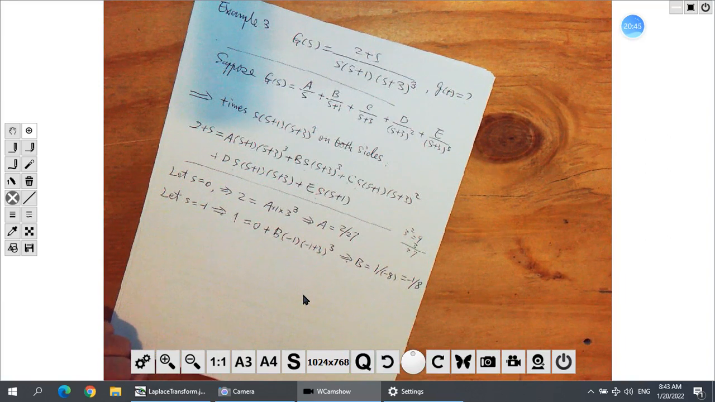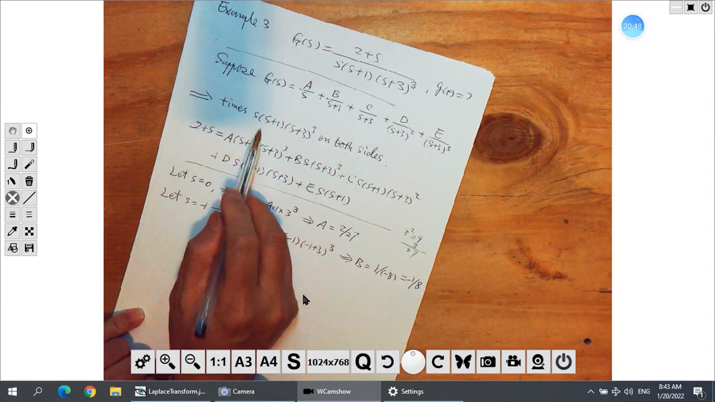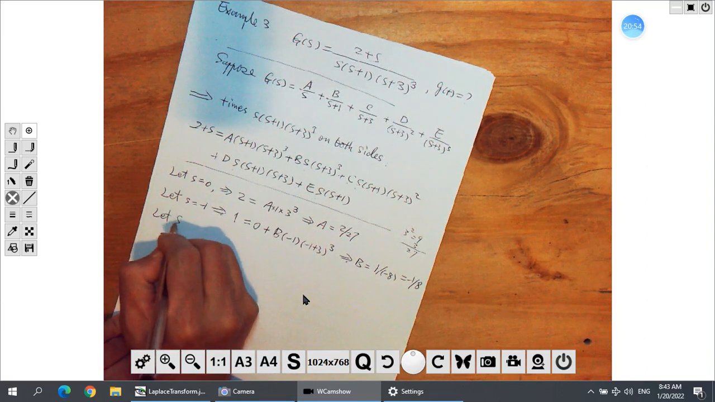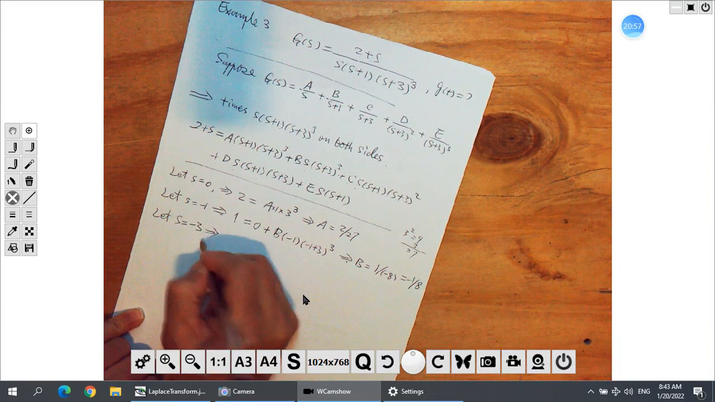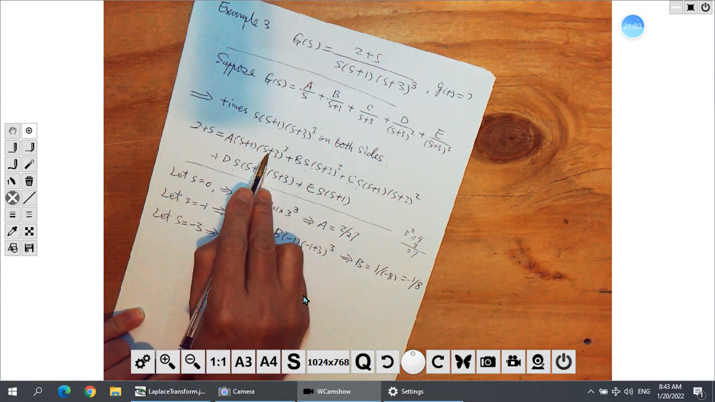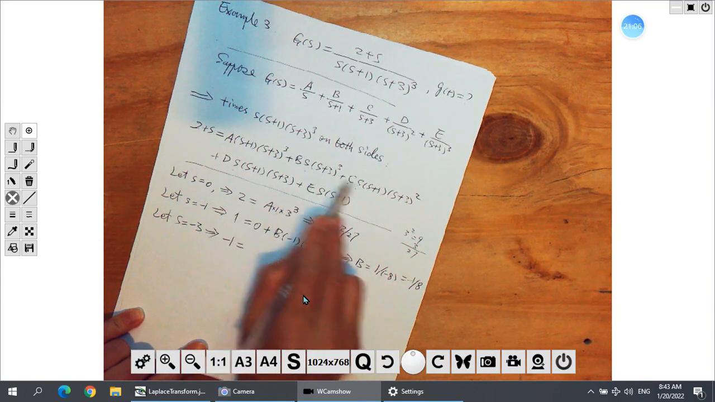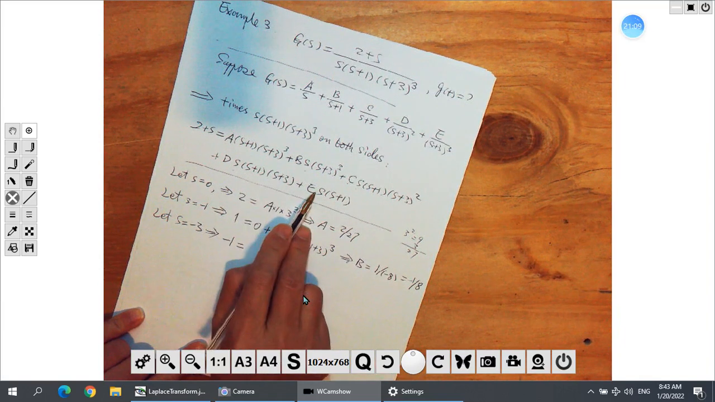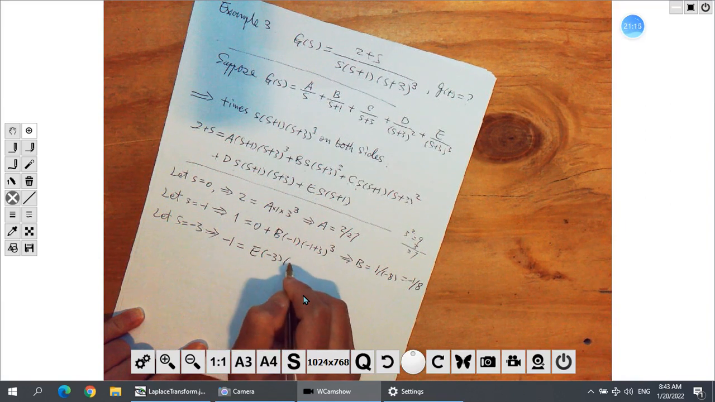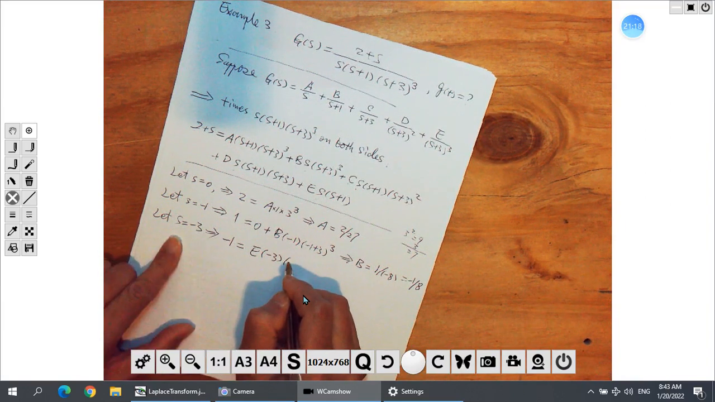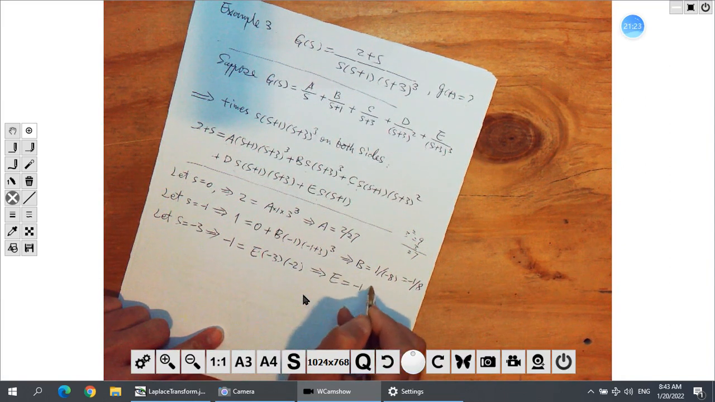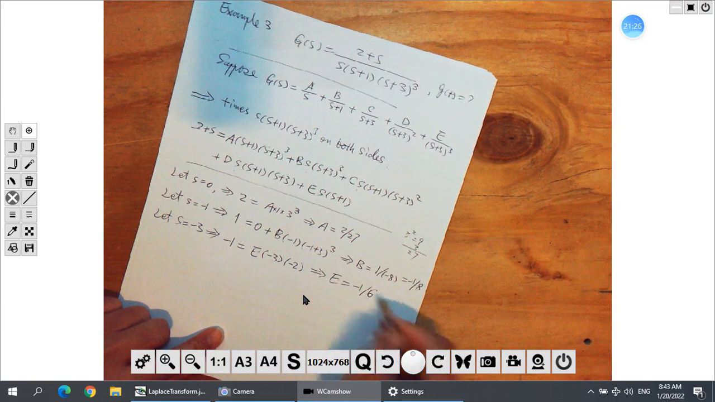We have used 0 and -1, then use -3. Let s equal to -3. 2 minus 3 gives -1, equal to: the A, B, C and D terms all give 0. Only the last term remains: E times s times (s plus 1), where s is -3 and s plus 1 is -2. Then E equals -1 over 6. This is E.